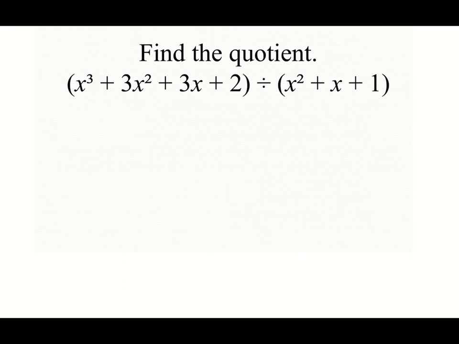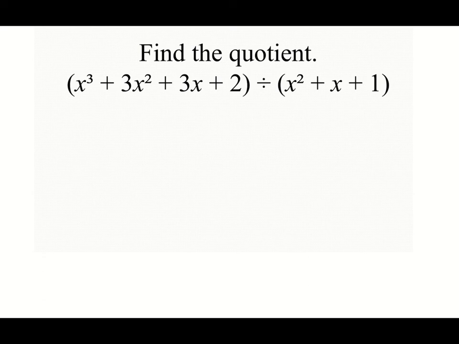And our last example that we'll look at is find the quotient of x cubed plus 3x squared plus 3x plus 2 divided by x squared plus x plus 1. So we're dividing by a quadratic, because it's degree 2, trinomial. We have 3 terms that we're dividing by here. Still going to go through the same process here. Most important term is that first term.